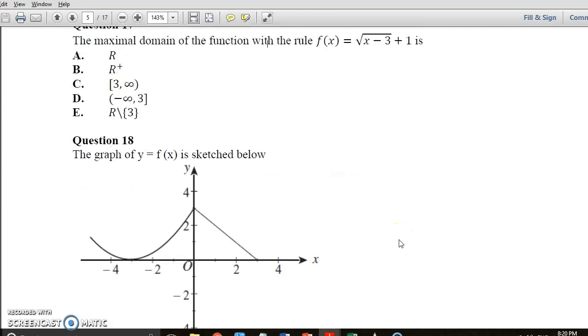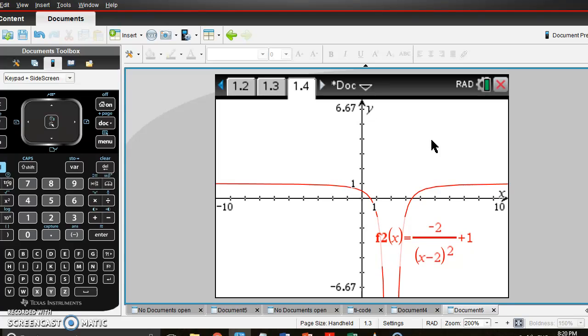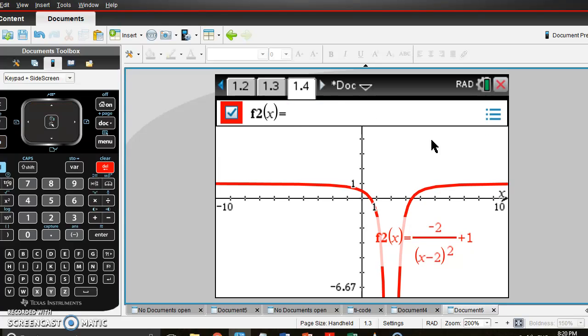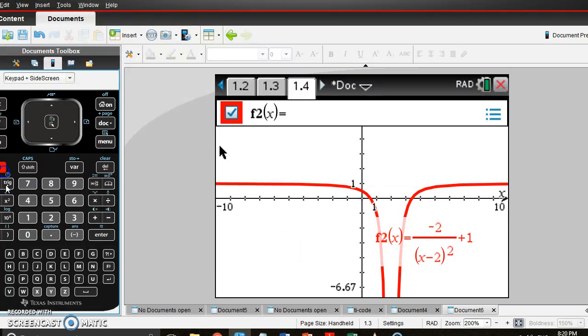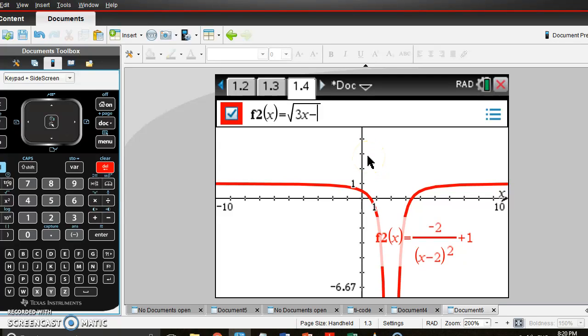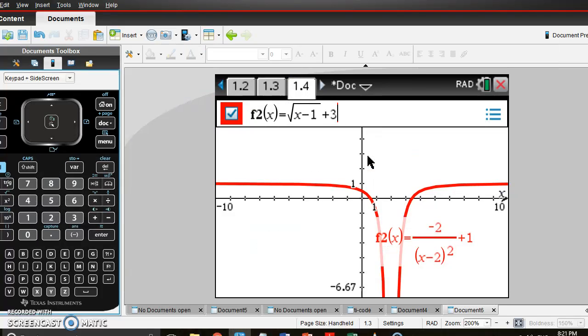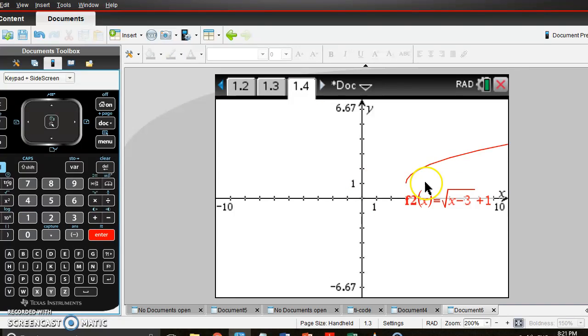Once again, we're asked for a domain. So the maximal domain of this thing, we just graph it. So I'll graph that, tab, delete this thing because I don't need it anymore. And I'm saying the square root. So square root of, what is it, 3x minus 1? Oh no, x minus 3 plus 1. Couldn't have been more wrong. X minus 3 plus 1, I've got it. So there we go, so we look at that.